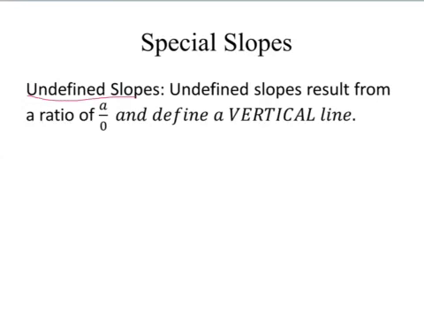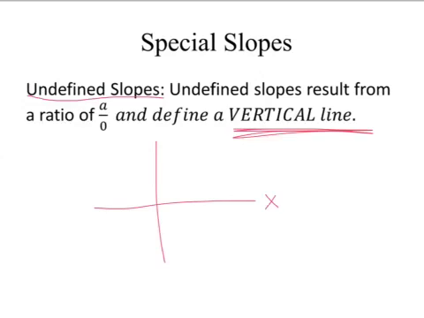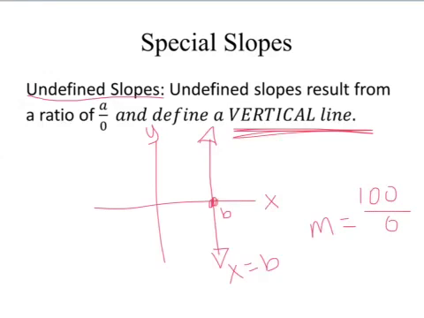Undefined slopes result from a ratio of a over 0, and they define vertical lines. So this is my x-axis, this is my y-axis. The vertical line is going to be some x equal to b, where that value is b. Okay, so its slope, remember this from class, would be anything over 0, really. If you had 100 over 0, it's still going to just be undefined. And you really need to write that word undefined and not just leave it as that ratio.